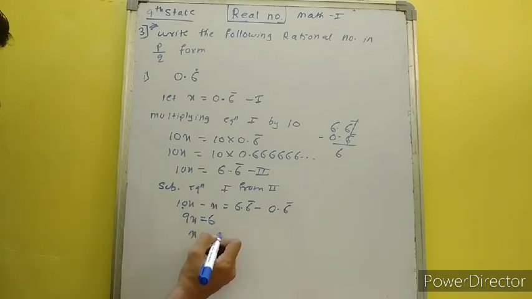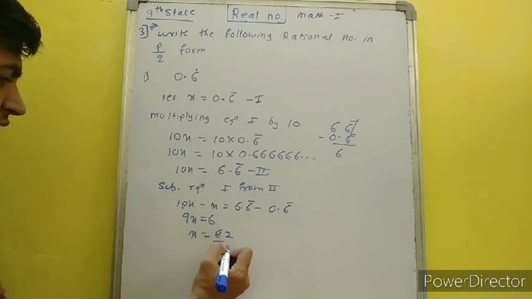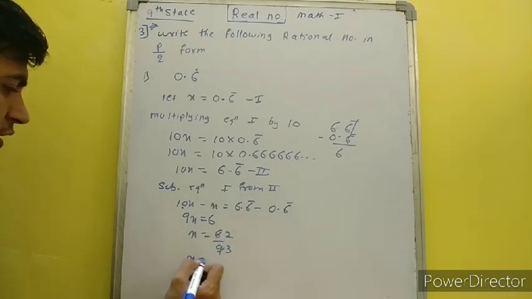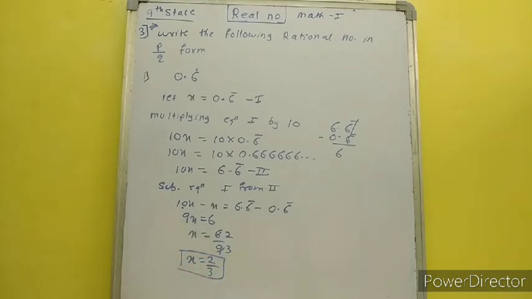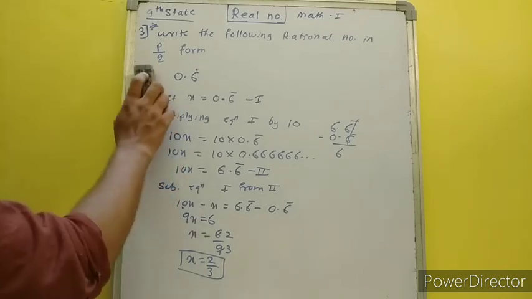So what is the value of x? 6 upon 9, which can be reduced. 3 twos are 6, 3 threes are 9. So the value of x is 2 upon 3. Therefore p upon q is 2 upon 3. Understood? First sum, if you pay attention properly, you will understand all the rest of the questions. Okay, very clear. I'll start with the second one. I'll erase this part.